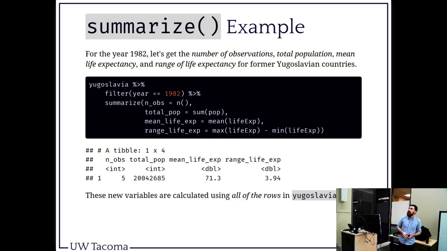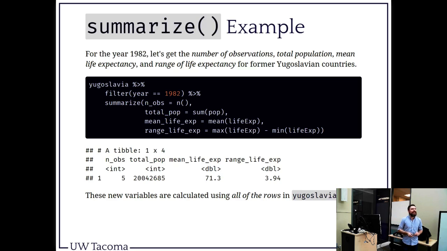I would say total population is going to be equal to the sum of pop. So that's going to take all the values in the population column, add them together. Then I say mean life expectancy is going to be the average life expectancy, the mean, and then the range of life expectancy is going to be the maximum of life expectancy minus the min of life expectancy.